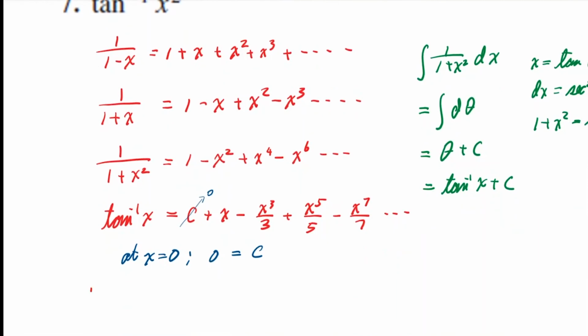So finally, therefore, inverse tangent of x squared is equal to x squared minus x to the 6th over 3 plus x to the 10th over 5 minus x to the 14th over 7 dot dot dot. You like that thingy in sigma notation while we are at it?